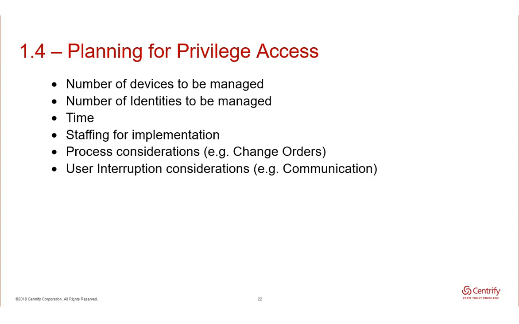Process considerations such as change orders have to also be included in the time factor, as well as user interruption considerations, training, and support specifically. Now, once these items have been considered, examining the installation process and identifying the components you plan to install is a reasonable next step. In your student guide, we've added a short checklist you should review prior to your installation of Privileged Access Service. These items are consistent with the Centrify Professional Services engagement deliverables.